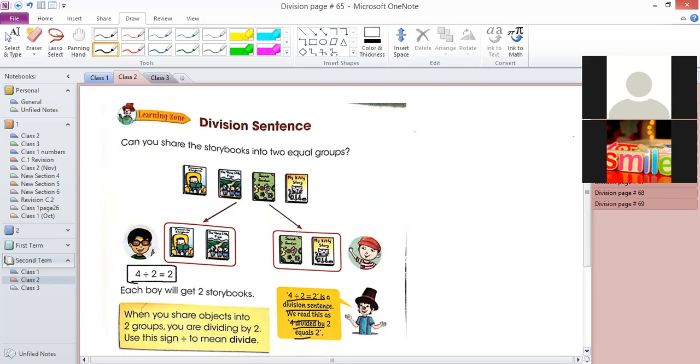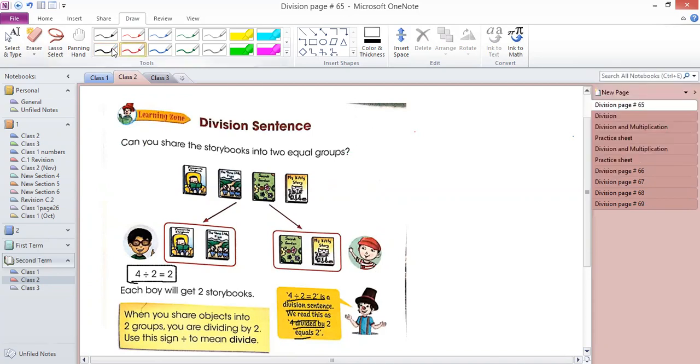So I would like to tell you guys how to write division sentence. In the division sentence, you always write the dividend first. The number of objects you want to divide. Here you want to divide the books. How many books are there? 1, 2, 3, and 4. There are 4 books. So you will write 4 first. The second thing in the division sentence, you write the division sign. This is the division sign.